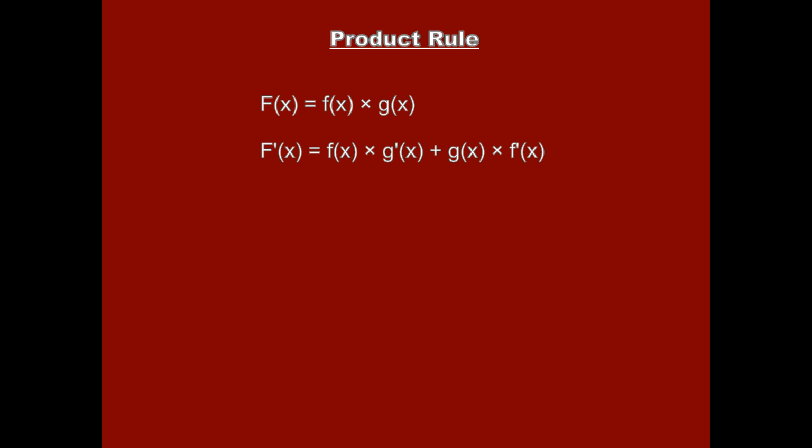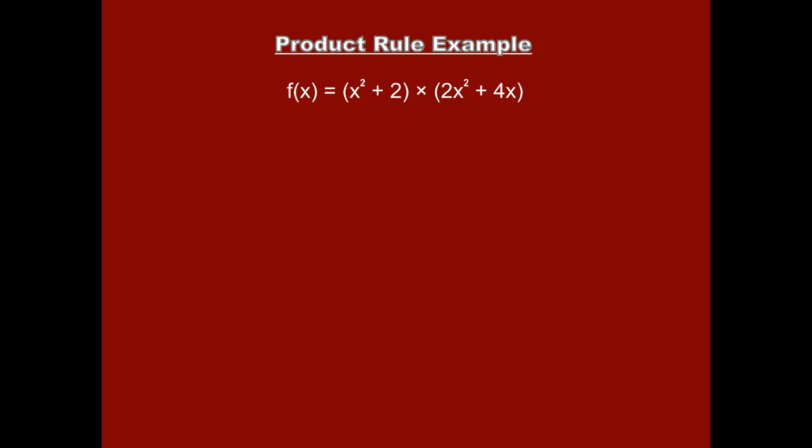Let's start with the derivative rule for products. This is the general formula for the product rule. What this means is that you take the first quantity multiplied by the derivative of the second quantity, and then add the second quantity times the derivative of the first quantity. A simple mnemonic device to remember this would be first d second plus second d first, where the d stands for the derivative.